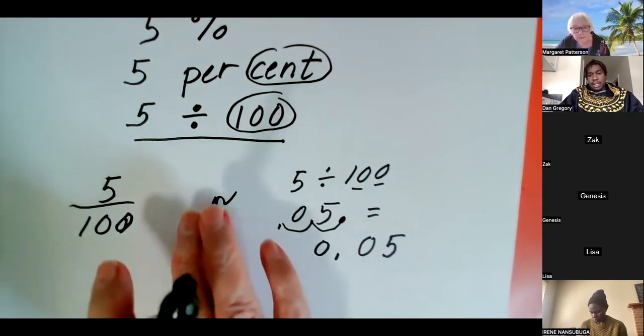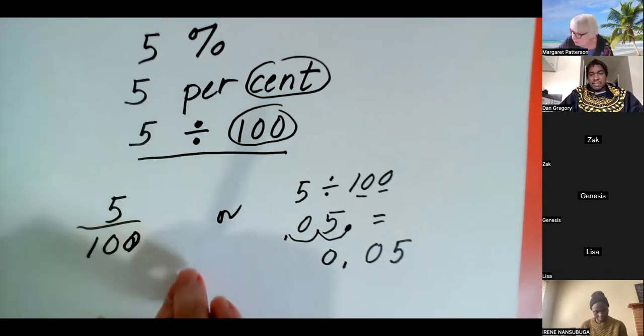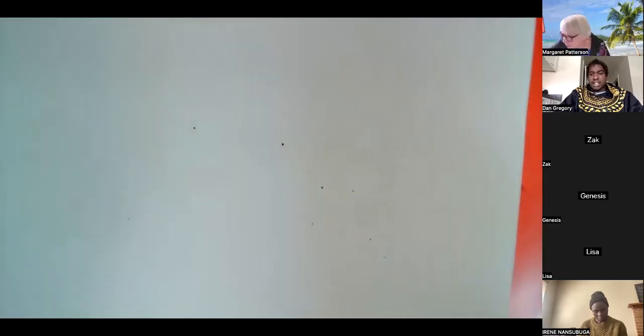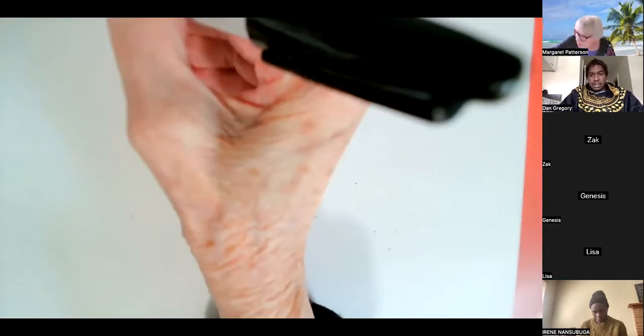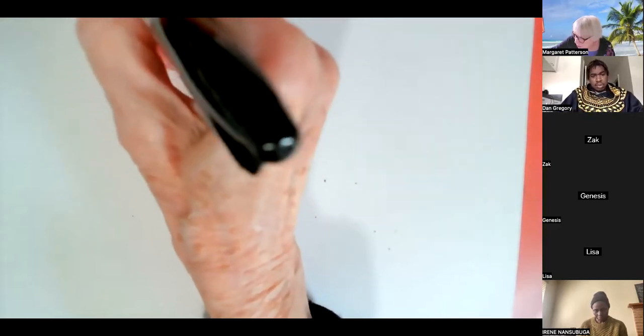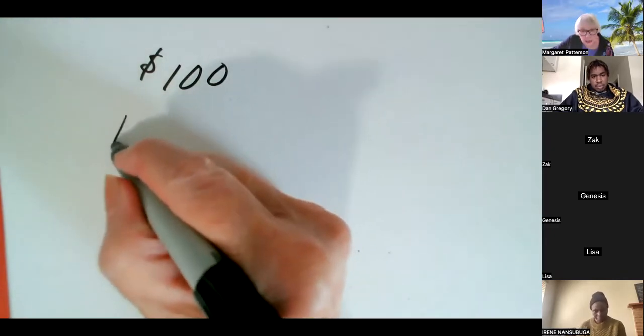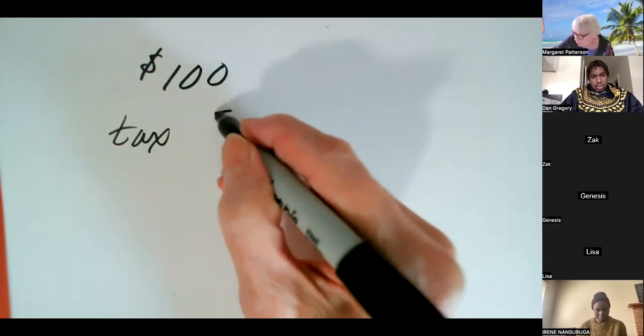Can you do that in money, please, so I can understand a little bit better? Would a cent be like $100 and 5% off? So if something cost $100, okay, and the tax was 5%.